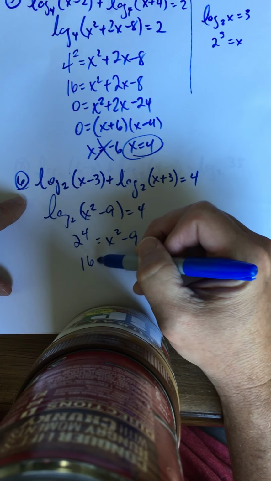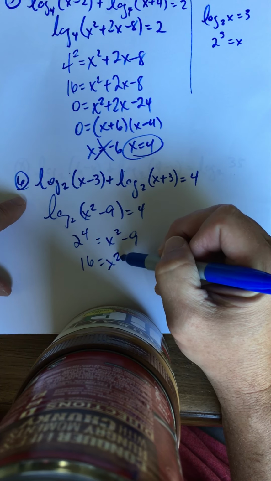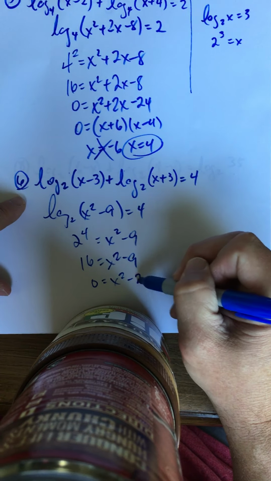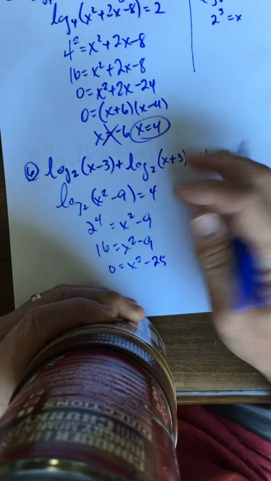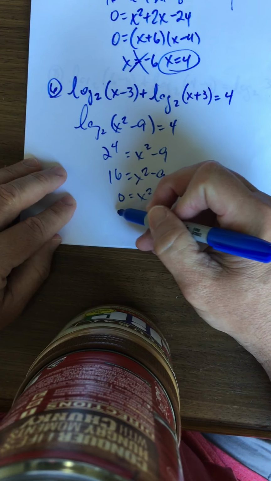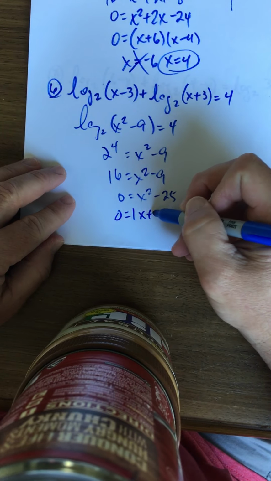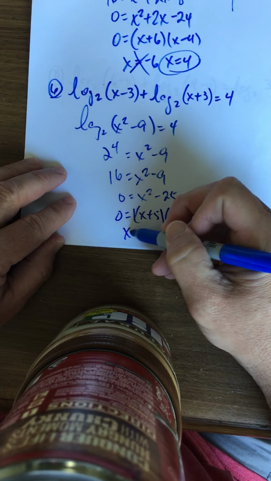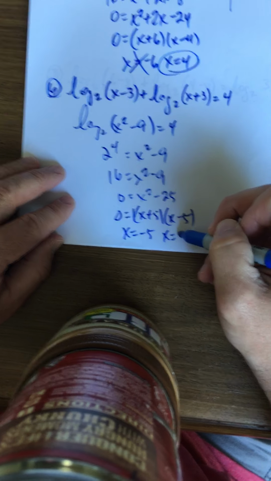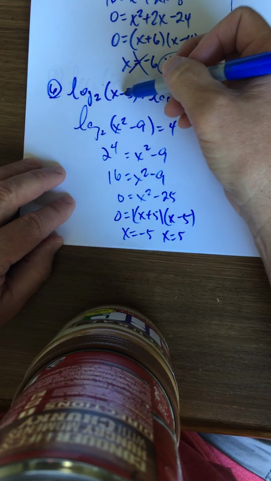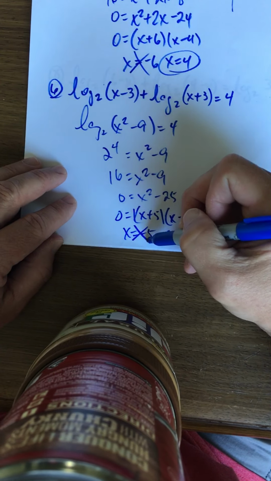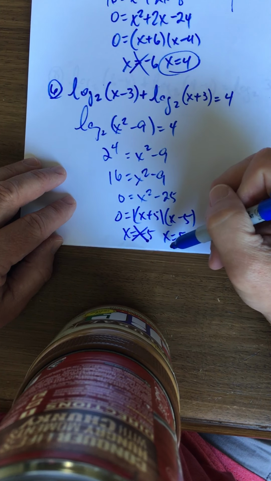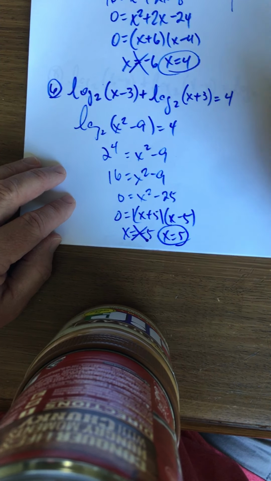2 to the 4th is 16, gives you x squared minus 9. You need to get it equal to 0, so it's x squared minus 25. Factor that, it's going to be x plus 5 and x minus 5. So your possible solutions are -5 and 5. But if you plug in -5, -5 minus 3 is -8. And if you plug in 5, 5 minus 3 works, 5 plus 3 works. So 5 is the only good answer.